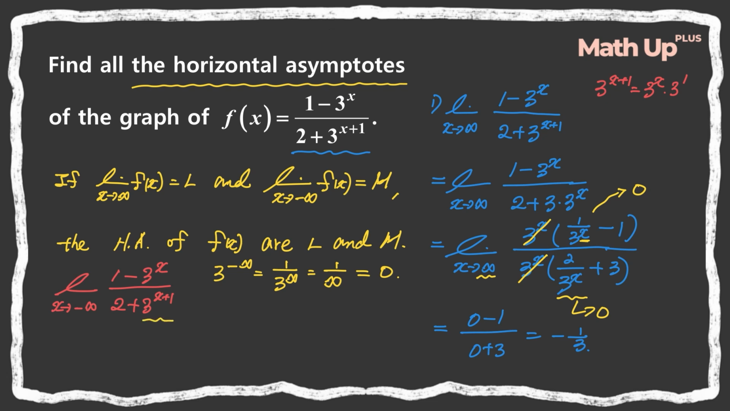Same here, right? 3 to the negative infinity plus 1. That's 3 to the negative infinity. That is equal to 0, right? So this limit is equal to (1 minus 0) over (2 plus 0), which is equal to 1/2, right? So function f of x has 2 horizontal asymptotes. One is negative 1 over 3, and the other one is 1/2, right?